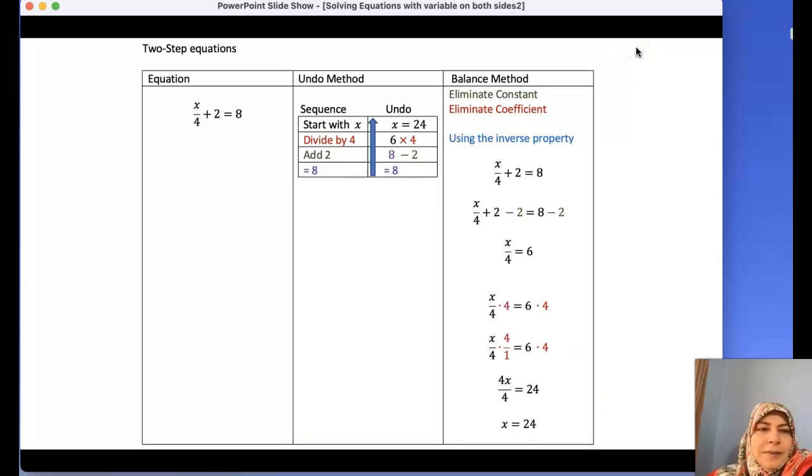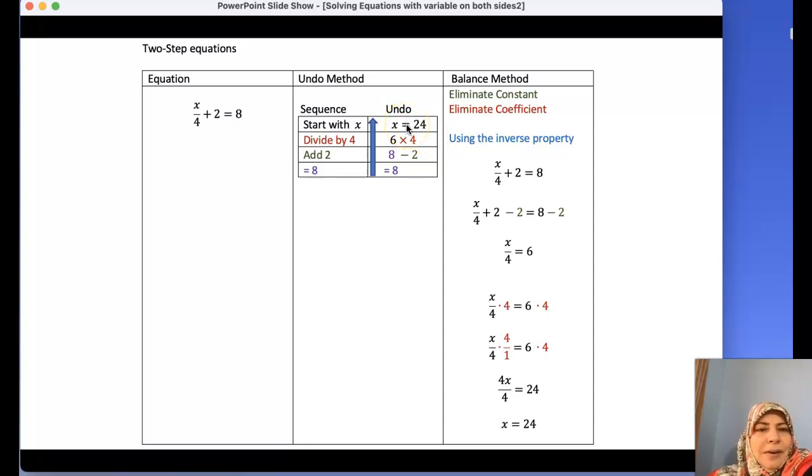Now what about two steps? Same story. Look, I start with x. I divide by 4. And then I add 2. I end up with 8. Remember this? So when you go backward, what you did first, instead of add 2, you subtract 2. And then instead of divide by 4, you multiply by 4. And then you get the answer.